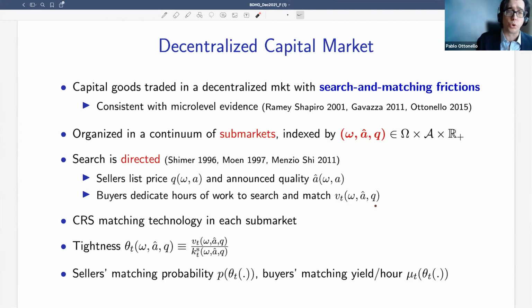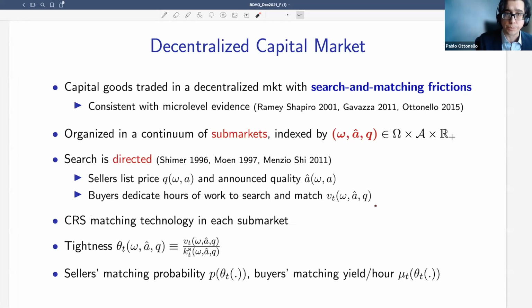There is a constant returns to scale matching technology in each submarket. We define the market tightness theta as the ratio of the hours dedicated by buyers to the capital listed by sellers in that particular market. We denote by p of theta the probability for a seller to sell a capital unit, and by mu of theta the yield per hour of work that buyers find when they search for a unit.